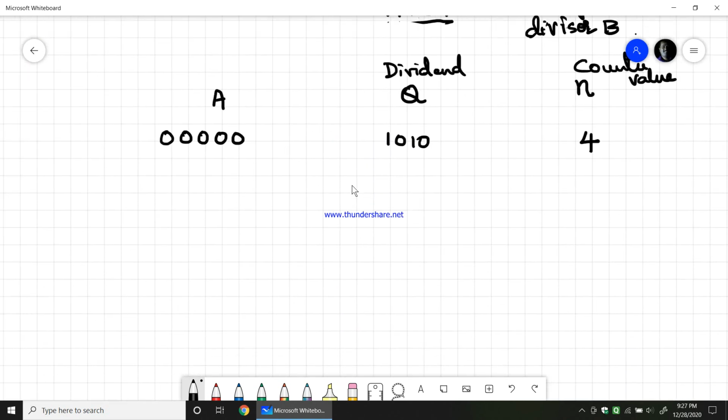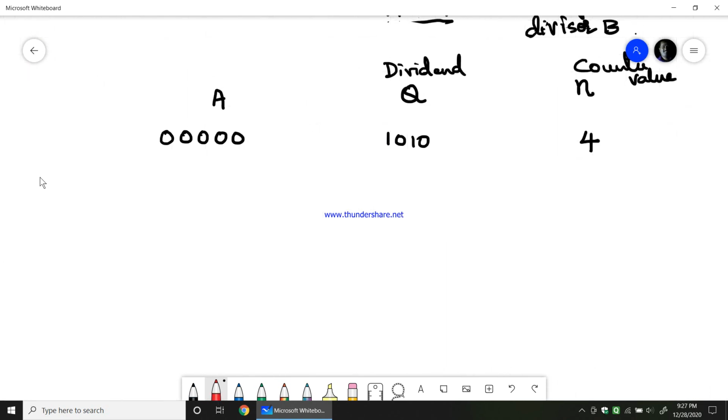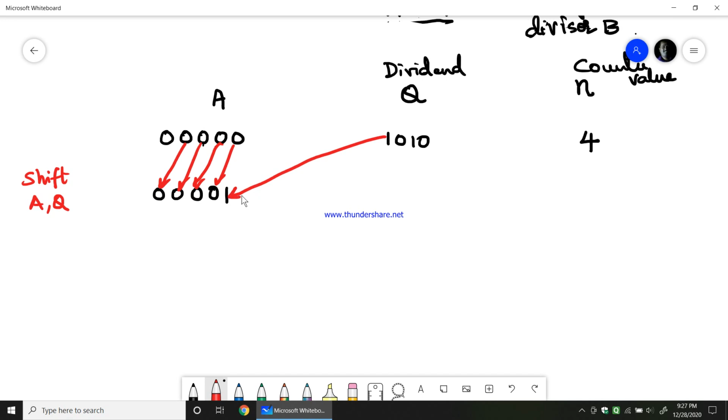So the first step here is to shift A comma Q. This 0 comes here, this 0 comes here, and this 1 comes here. That is what we do: we concatenate A and Q together and shift left, but keep A and Q separate. So 0, 0, 0, 0, and this 1 will come here, whereas this 0, 1, 0 will be shifted like this, and this fourth bit we should know what it is.